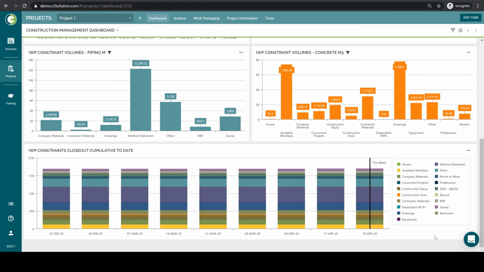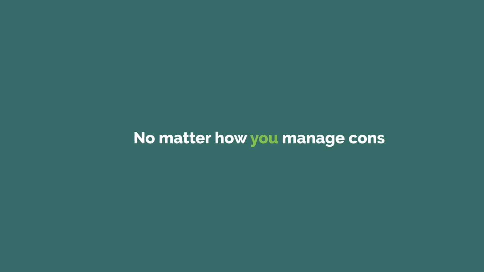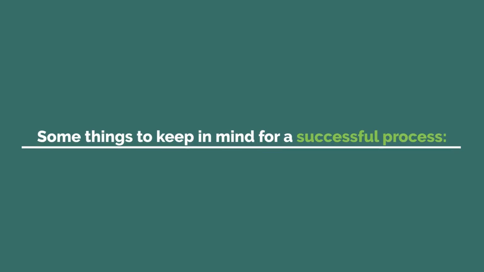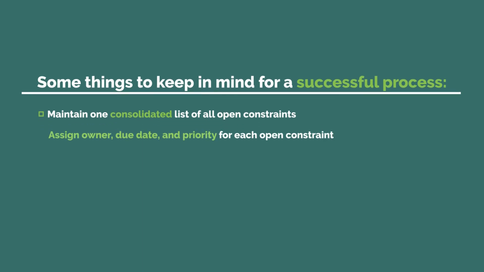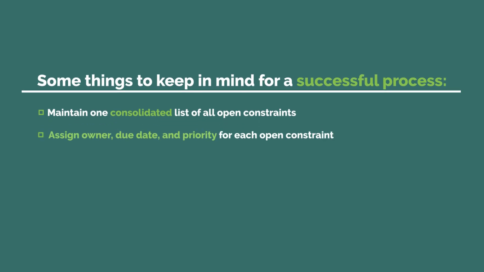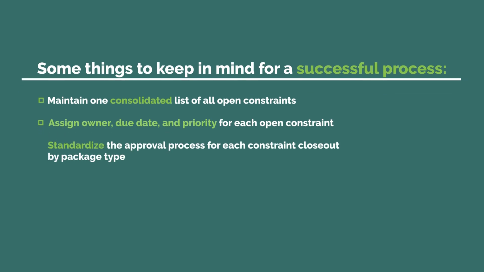Karl can also measure the health of the constraint management process to ensure constraints are identified and resolved for a successful project. No matter how you manage constraints, here are some things to keep in mind for a successful process. Maintain one consolidated list of all open constraints. Assign owner, due date, and priority for each open constraint. Standardize the approval process for each constraint closeout by package type.